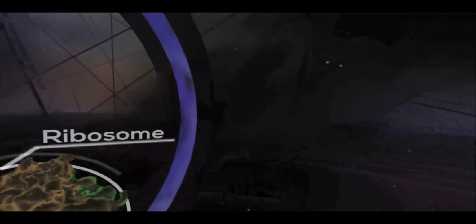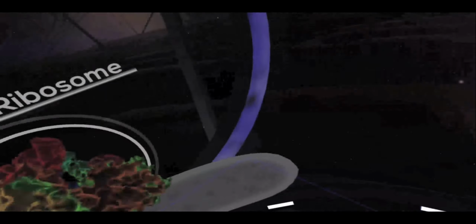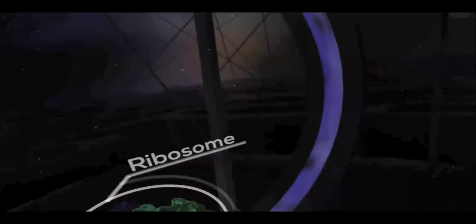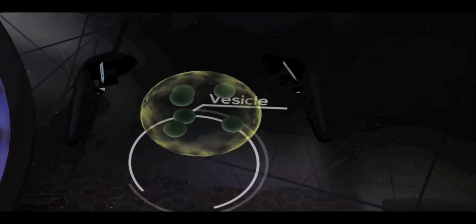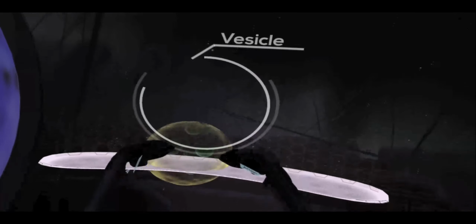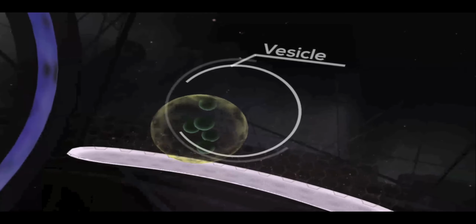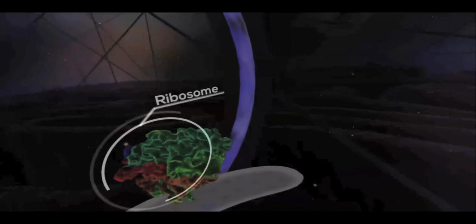Ribosomes link together amino acids, following the instructions received from the RNA. The protein is then transported in a vesicle made from a portion of the RER's membrane. In the distance, you can see a mitochondria.